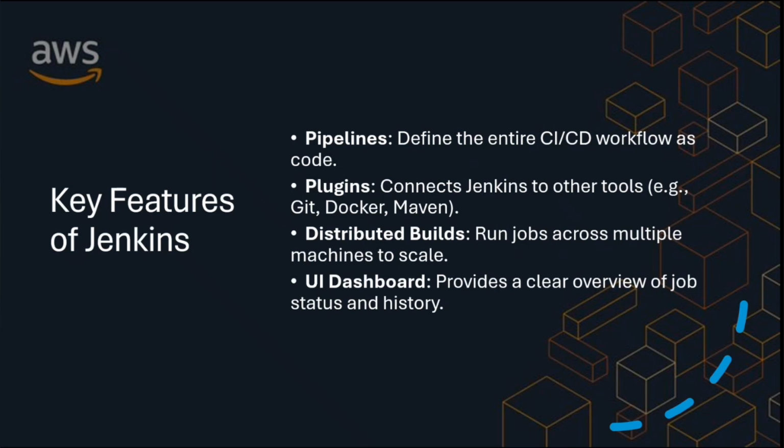Next is the vast plugin ecosystem. This is where Jenkins' connectivity comes from, allowing it to easily integrate with thousands of tools like Git, Docker, Maven, and various cloud services. For large-scale operations, distributed builds enable you to run jobs across multiple agent machines or nodes, helping Jenkins scale to hundreds of concurrent builds. Finally, the UI dashboard. It provides a centralized, easy to read overview of your job status, build history, and detailed logs, giving you immediate feedback on your development process.